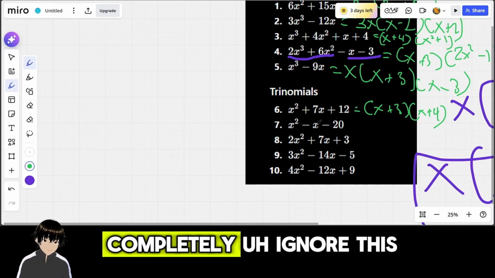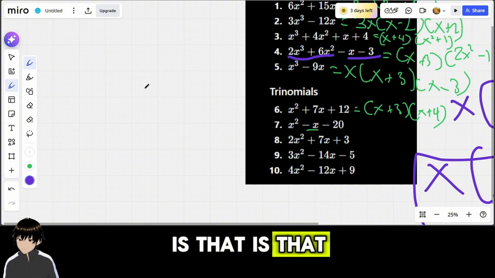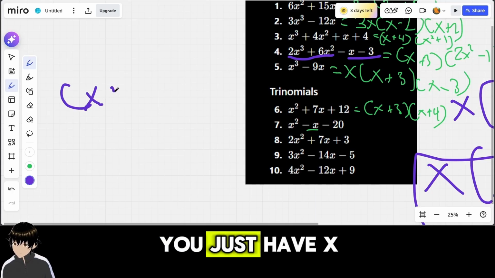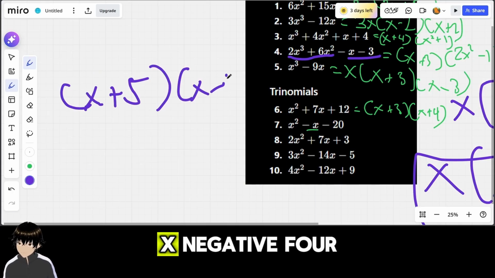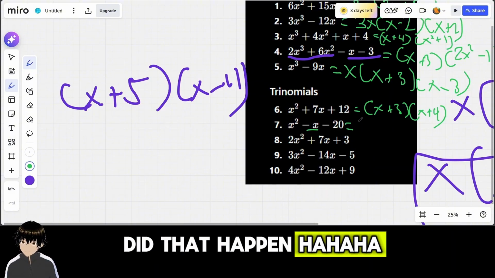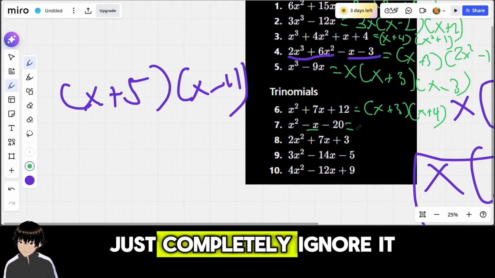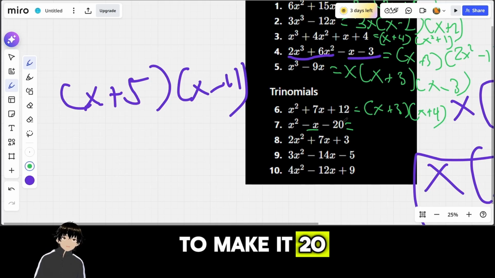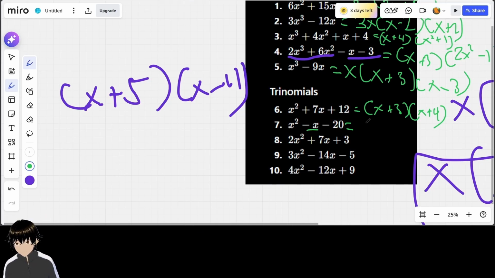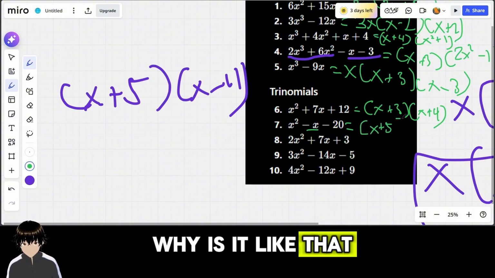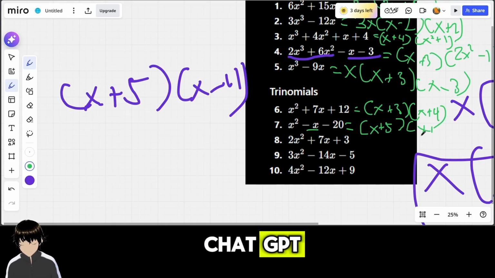So you can just completely ignore this. Is that it? I guess you can just completely ignore it. So you just have x plus 5 and x minus 4. How the hell did that happen? I guess if the middle number is just an x, you could just check what can multiply to negative 20, and then proceed. I guess this is how it works. I don't really know why it's like that. I'll have to ask ChatGPT.